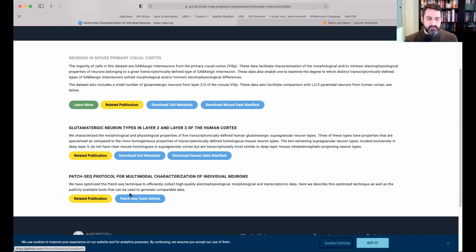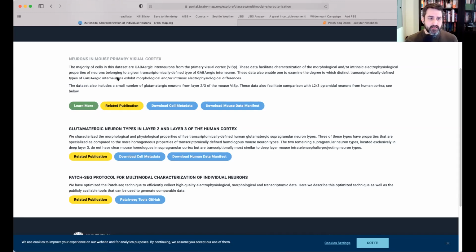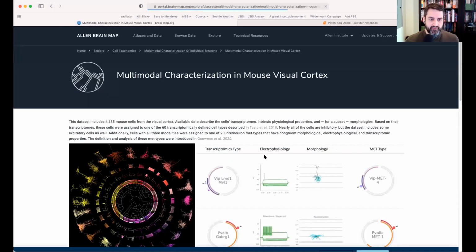We've also made the specific protocol that we're using to collect these data available online, and you can find there's a bioRxiv preprint outlining that, as well as a GitHub page that has different tools available, so you can do a similar technique in your own lab. We're going to focus on the primary visual cortex. I'll click learn more just to see what different files are available.